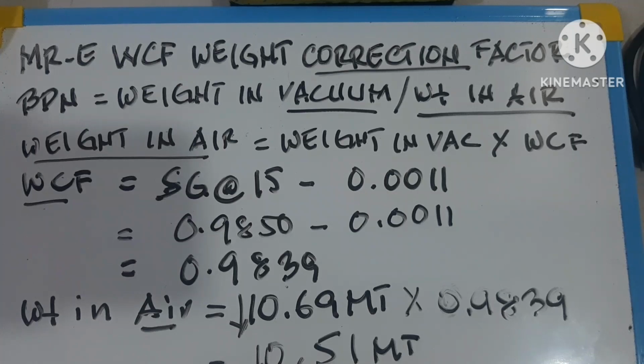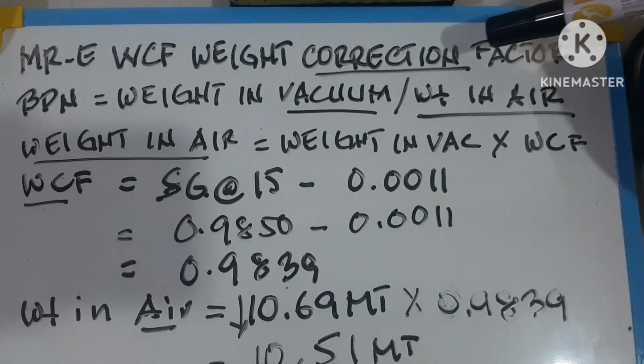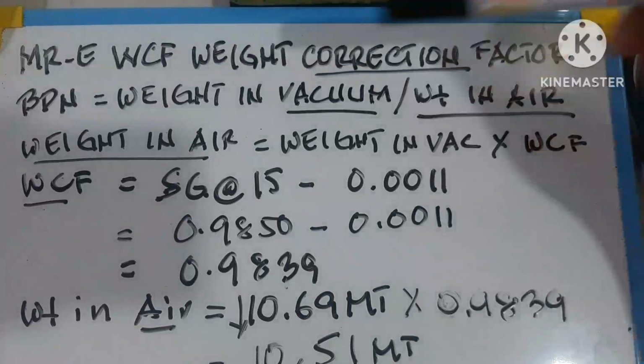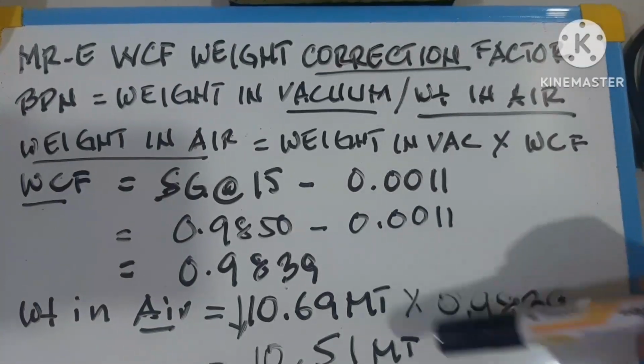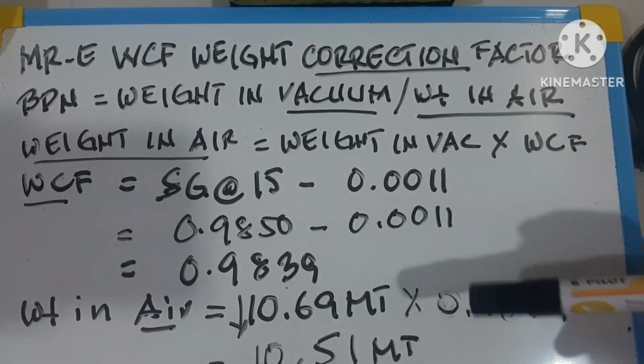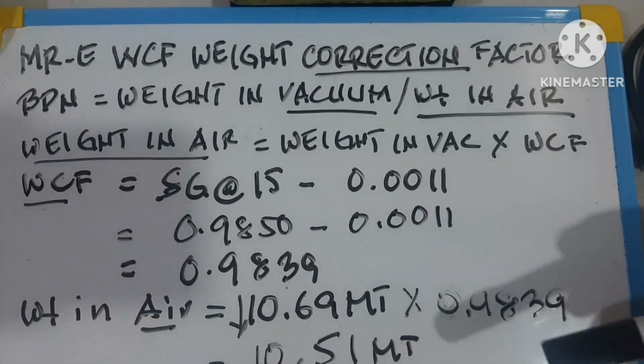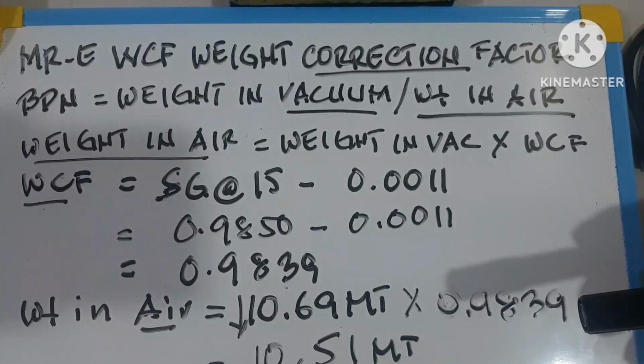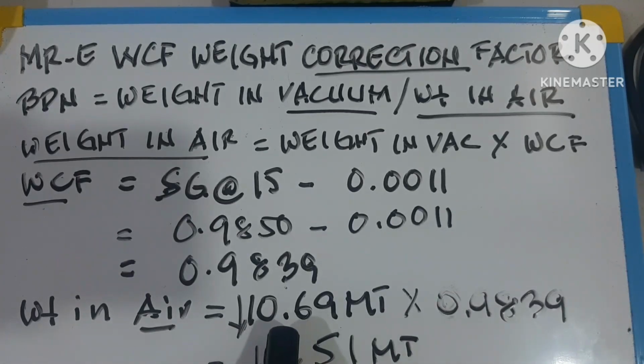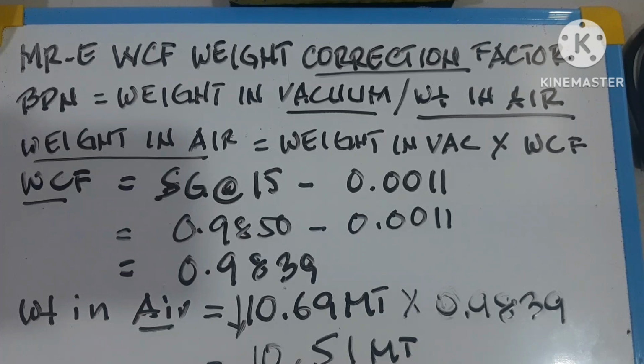So that is the importance of knowing how to correct your weight, because if you will not correct, there will be a difference. So there will be a big difference in your computation if we are talking about, for example, our weight in vacuum is, we are not going to receive only 10.69 metric ton of fuel oil. Sometimes we receive 100 metric ton. So without correction, there will be a big difference that could affect our computation.